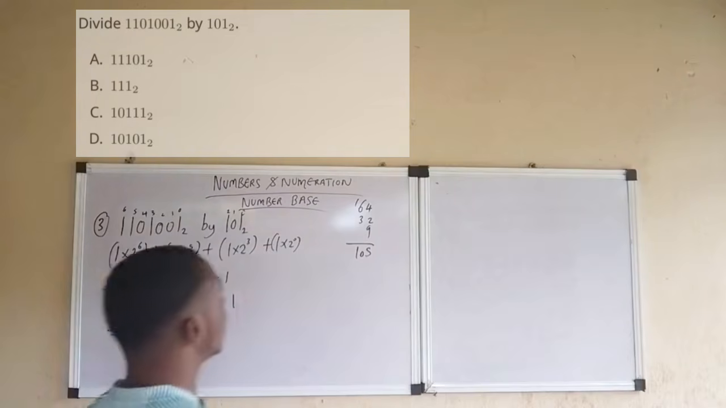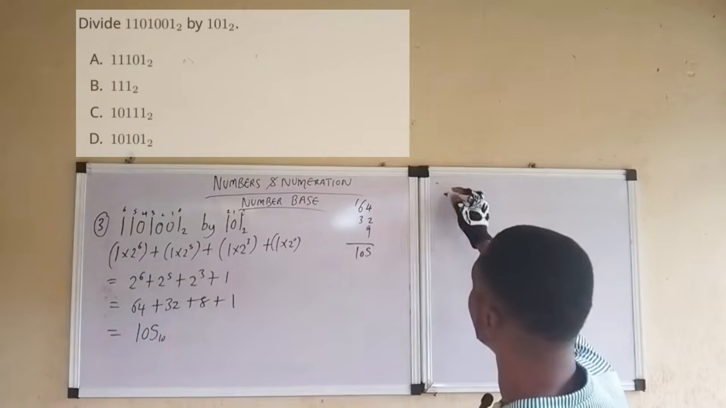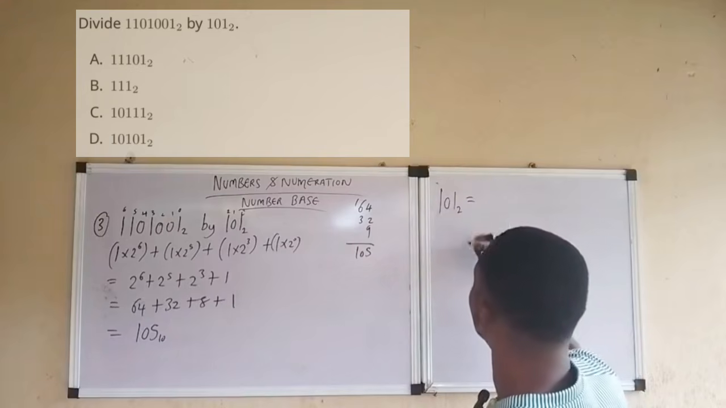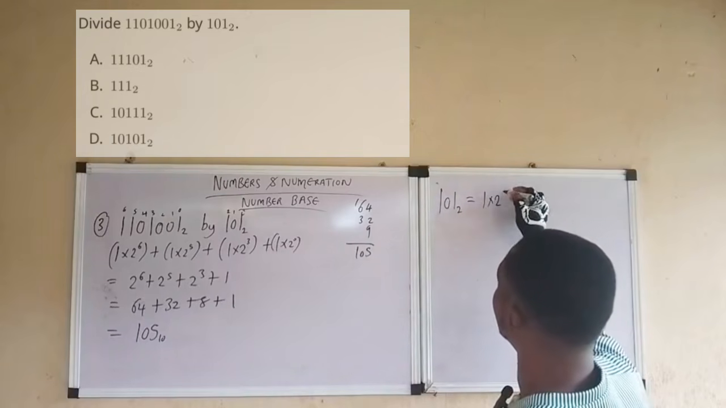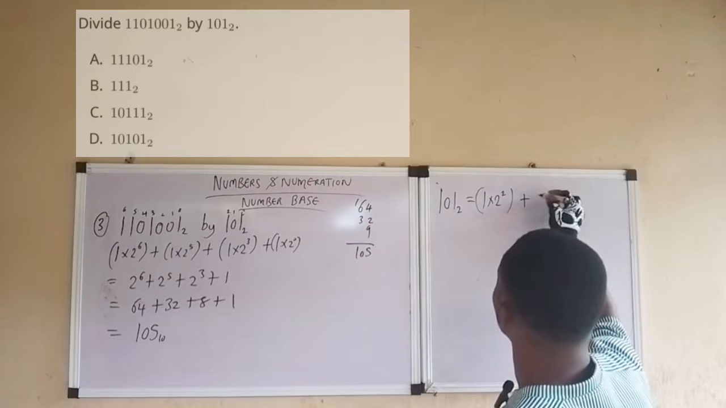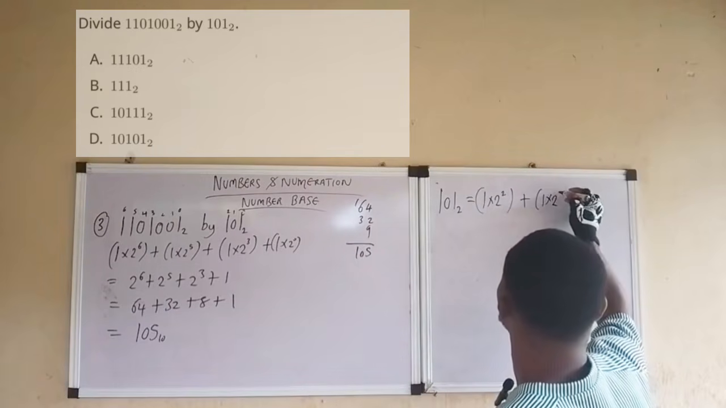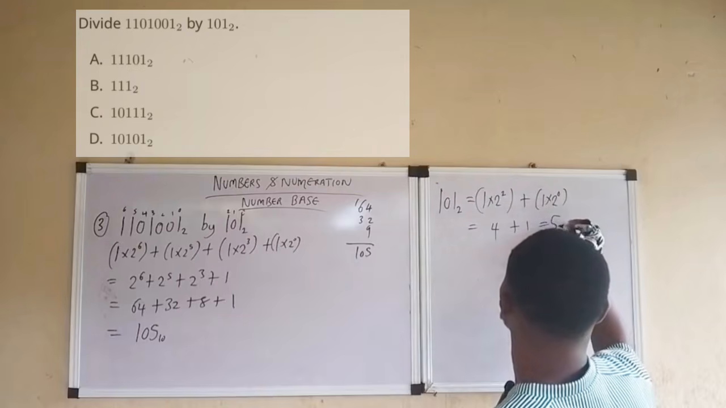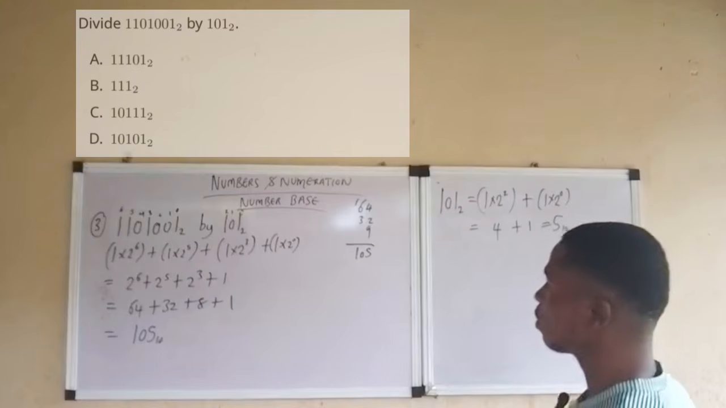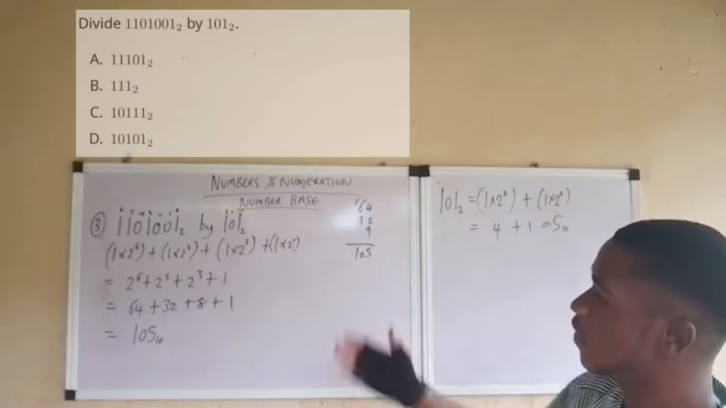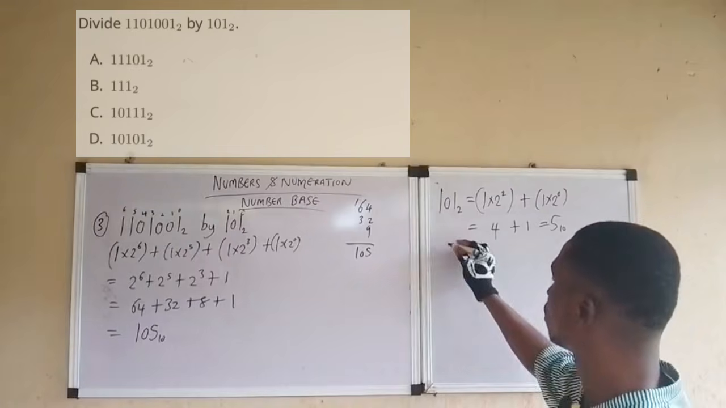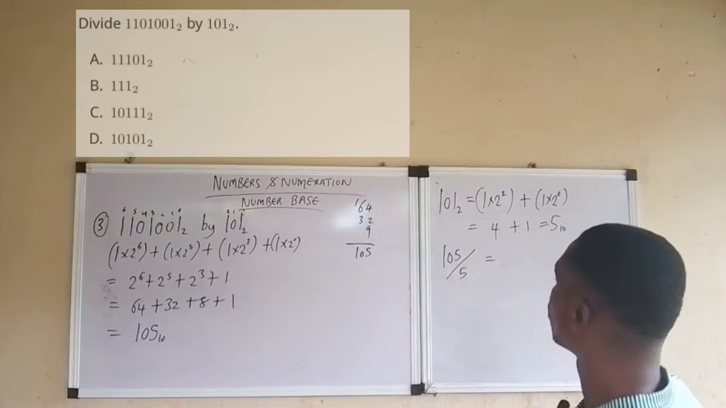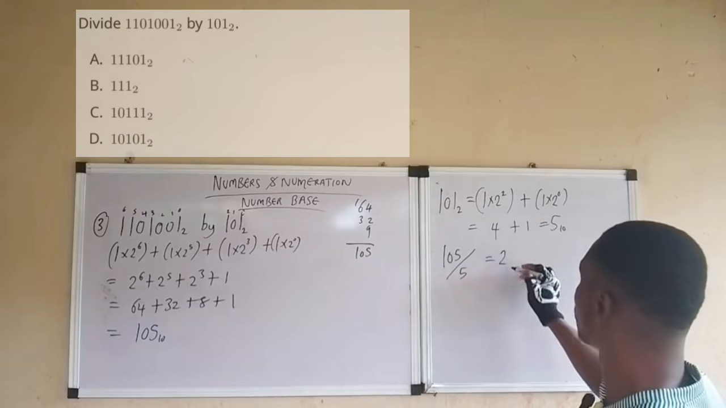All right. Now, how about the second number, 101? Converting it to base 10, we have 1 times 2 raised to the power 2, all right, plus 1 times 2 raised to the power 0. And this is equal to what? 4 plus 1, which is equal to 5 in base 10. So, in essence, dividing these numbers in base 10, we have 105 divided by 5. All right, 105 divided by 5 is going to give us 21.